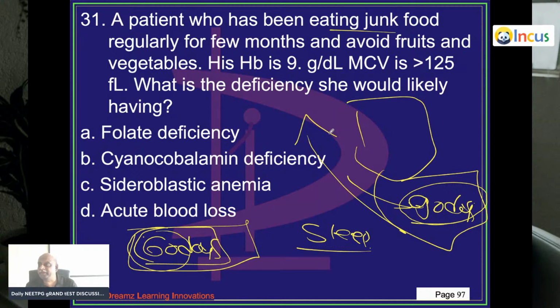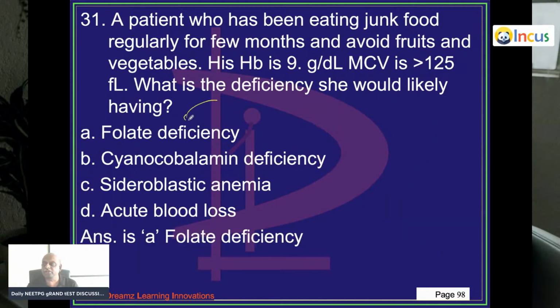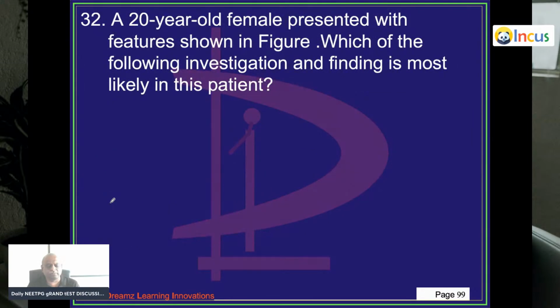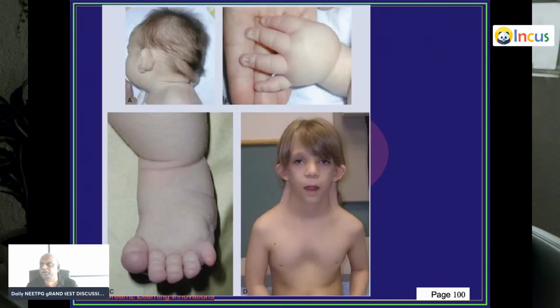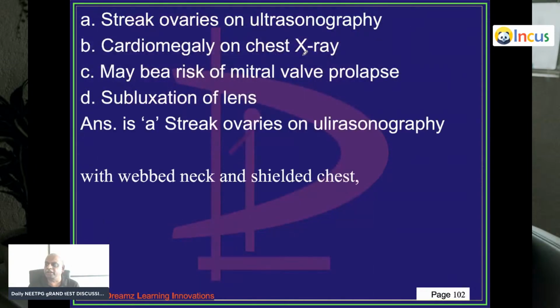A patient who has been eating junk food obviously has MCV more than 125, anti-folate. 20-year-old female presented with the features shown below: webbed neck and lymphedema. So Turner. So what do you expect? Streak ovaries.